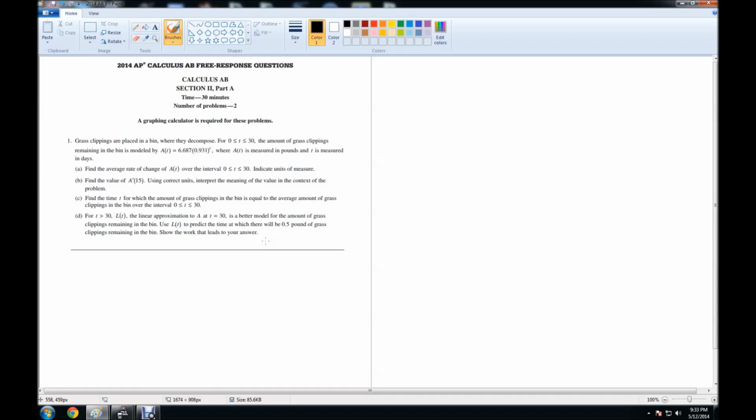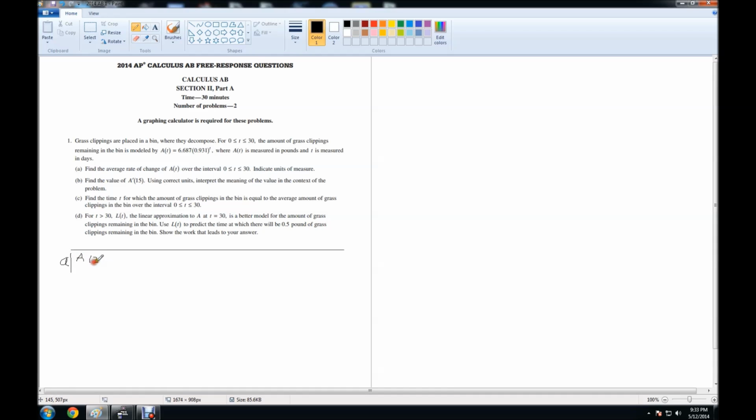Indicate units of measure. Now, this question, rate of change means derivative. However, average rate of change just means, in other words, how much do you start with, how much do you end with, divide by how much time there was, and you get your answer. So it's basically the slope formula. So the answer to A is actually just A(30) minus A(0) all over 30 minus 0. So the work for A looks like this.